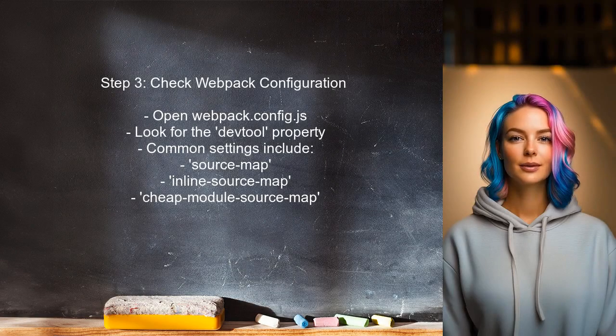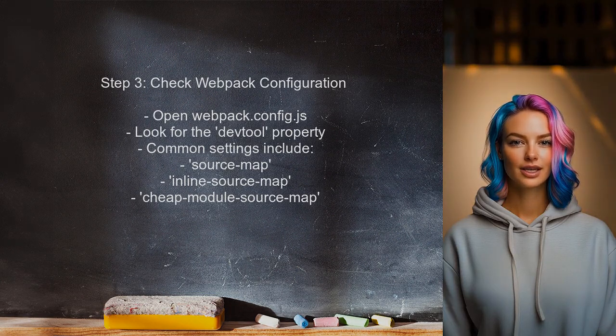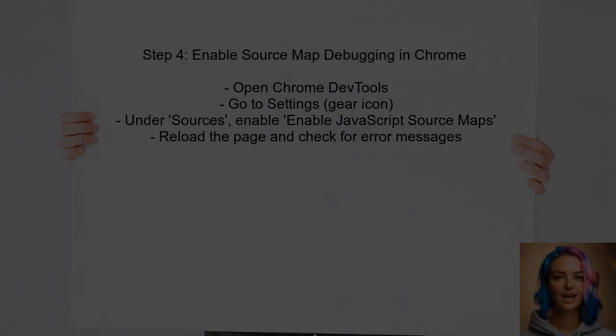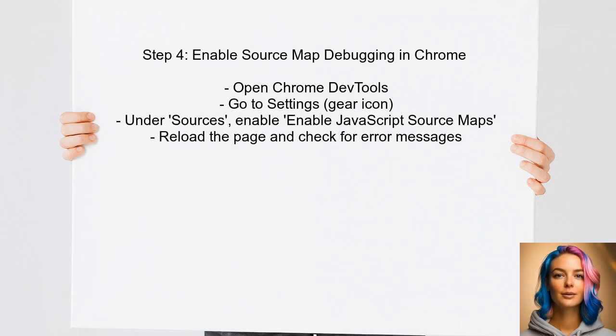Next, the user should ensure that the source map is correctly configured in their Webpack settings. They can check the devtool property in their Webpack configuration file. Finally, if the issue persists, the user can enable source map debugging in Chrome. This can provide more detailed error messages about why the source map is failing to parse.